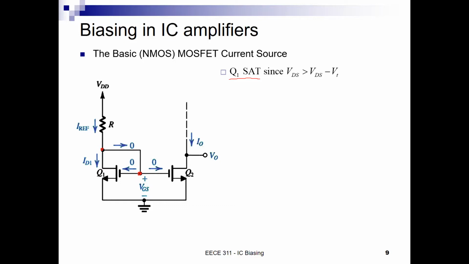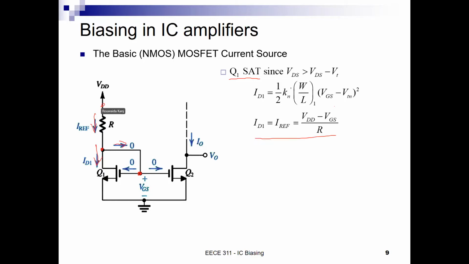A current flows from VDD all the way to ground through Q1, so the device is on. On the Q1 side, we know the equation of the current of Q1, which is half K prime W by L V_OV squared, and we know that the current flowing here is equal to 0, so all of IREF is going to flow into Q1. Therefore, ID1 equals IREF, which equals VDD minus this voltage here, which is VGS, over R.